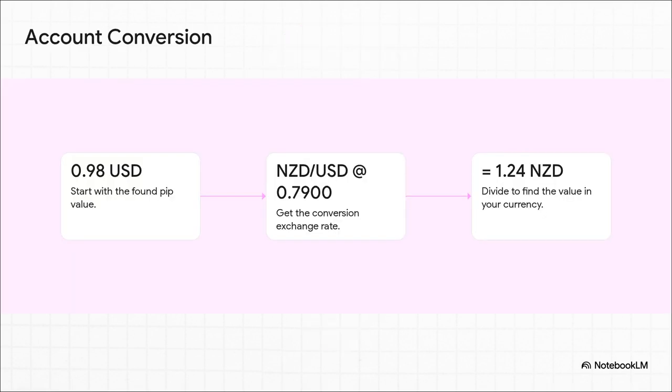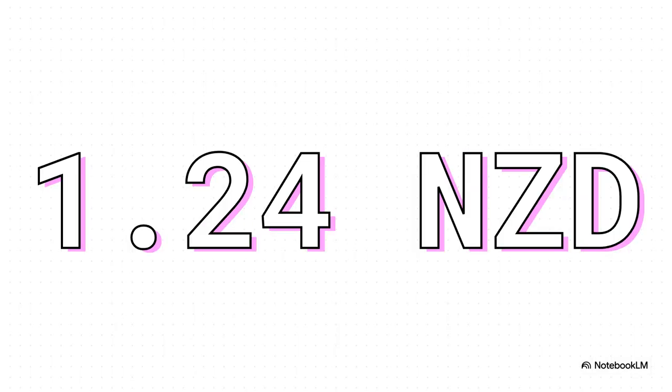Thankfully, the process is really simple. You just take the pip value we already calculated, that 98 US cents. Then you find the exchange rate for your account currency against the US dollar. In this case, that's the NZD/USD rate. You just do a quick division and you're there. And there you go. For someone with an account in New Zealand dollars, that exact same one pip move is worth around $1.24 NZD. We've basically just translated the market's movement into a language our own account can understand.